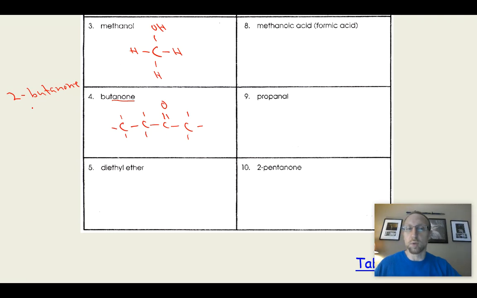So don't put it on the end, because then that would be butanal. That would be an aldehyde. So remember the difference between your aldehydes and your ketones. It's a very slight difference. So don't make those mistakes.